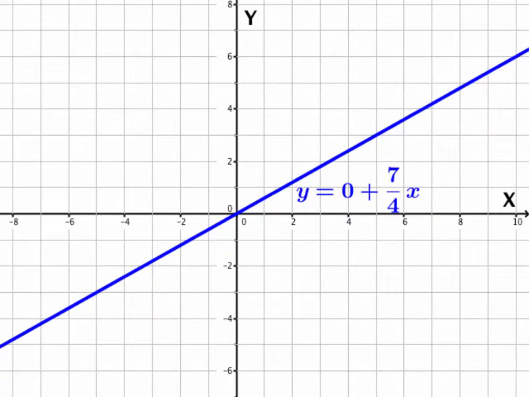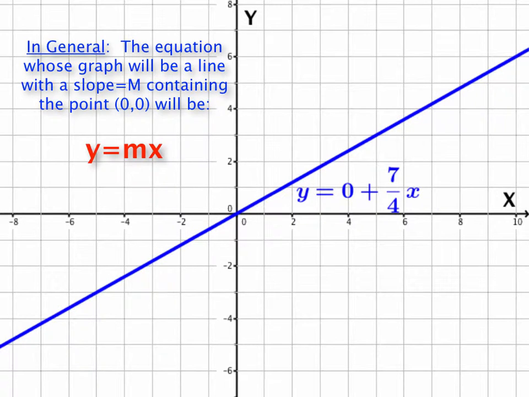In each of these equations, we didn't have to have that 0 there. I like to have it, but you didn't need to. And in general, we can say that the equation whose graph will be a line with the slope m containing the point 0, 0 will just be y equals m times x.